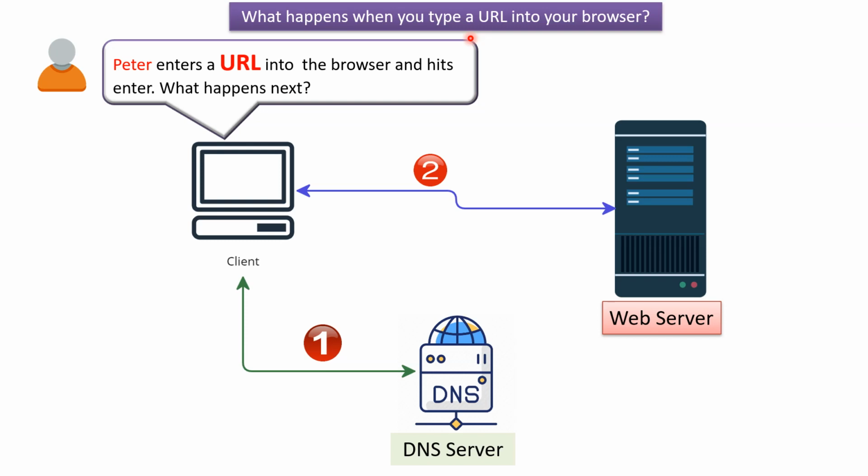In this video tutorial, I will explain what happens when you type a URL into your web browser. Here you can see the person named Peter, who enters a URL into the browser and hits the enter button. Then what happens? In this scenario, there are three actors. The first one is the client, the second one is the DNS server, and the third one is the web server.